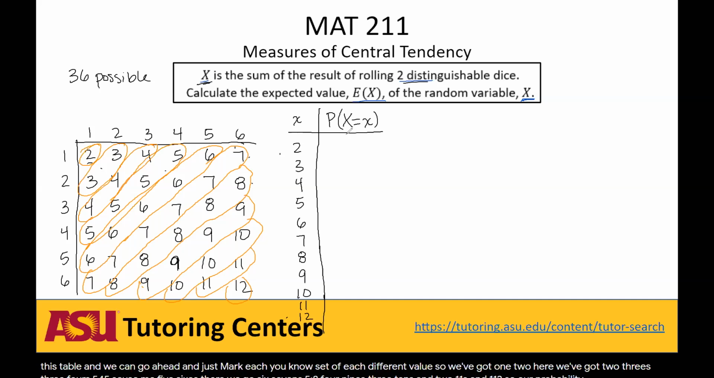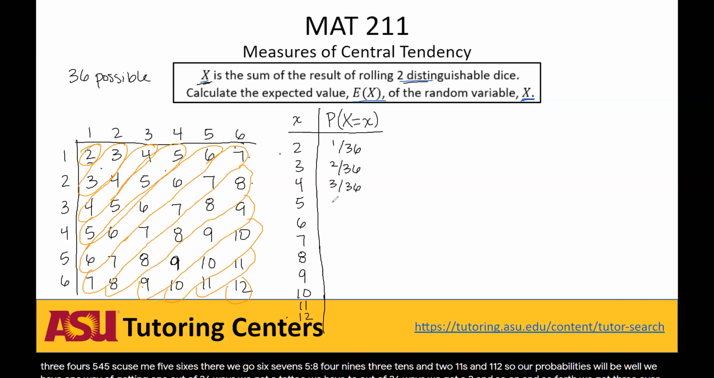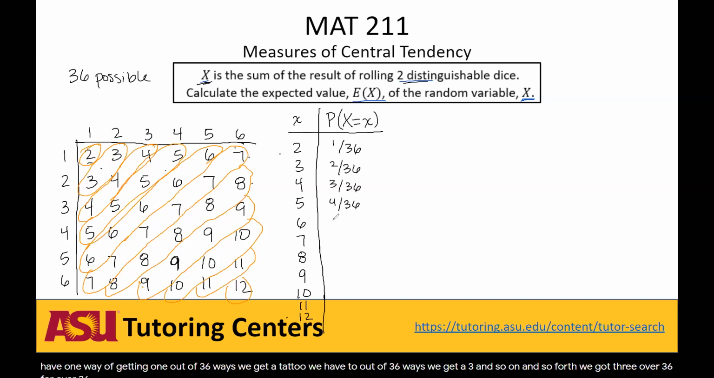So our probabilities will be, well, we have one way out of 36 ways of getting a 2. We have 2 out of 36 ways of getting a 3, and so on and so forth. We got 3 over 36, 4 over 36, 5 over 36, 6 over 36 for our 7s, 5 over 36 for our 8s, 4 over 36 for our 9s, 3 over 36 for our 10s, 2 over 36 for our 11s, and 1 over 36 for our 12s.